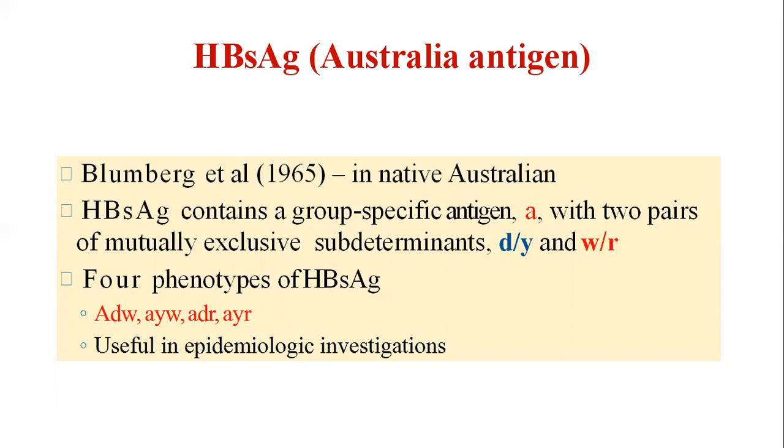This particular antigen contains a group-specific antigen A with 2 pairs of mutually exclusive subdeterminants, D or Y and W or R. So 4 phenotypes of HBsAg are available. Those are ADW, AYW, ADR, AYR. Information regarding these four phenotypes of HBsAg is very useful in the epidemiological investigation of hepatitis B virus infection.